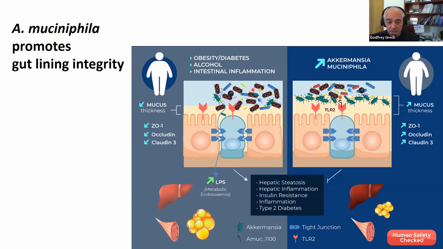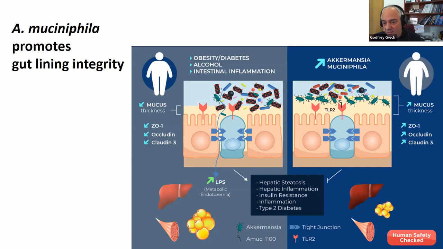Now, if this particular bacterium is very low, then there is no mucus, the integrity is compromised, and therefore there is entry of specific substances produced by bad bacteria, which would result in inflammation, but also eventually diabetes, insulin resistance, and also fatty liver. So there are various complications because you disrupt this balance of microbiota. And in terms of Akkermansia, this is extremely important.